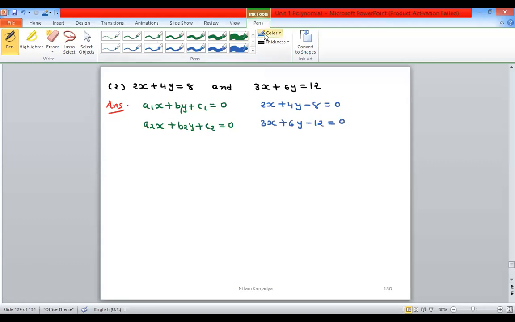So all students, please first of all find all the ratios. This is a1 upon a2. What is it? This is 2 by 3.